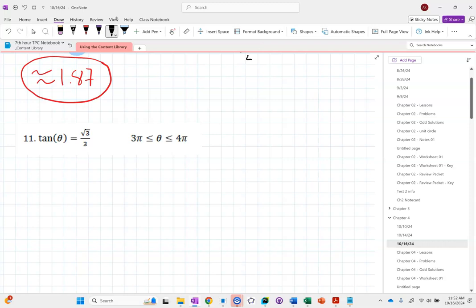Okay? So the next thing I want to do is, since this is tangent, on the unit circle, tangent means y over x. Is everybody okay there? Now, does anybody see a place on the unit circle where the x is 3 and the y is square root 3? No, right?